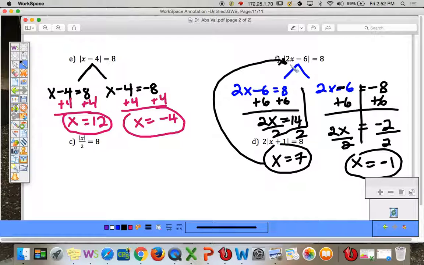So 2 times 7 is 14. 14 minus 6 is 8. 2 times negative 1 is negative 2. Negative 2 minus 6 is also positive 8 when we look at the absolute value.